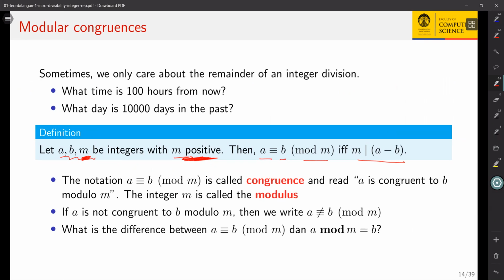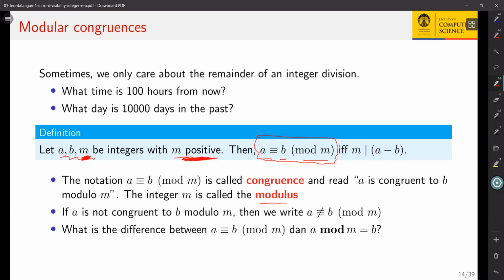Now, the integer M here is called the modulus, and this notation is called congruence. So we can ask whether a number is congruent to another number modulo some number, right? So that's it. Now, if A is not congruent to B modulo M, then you write it with the congruence sign crossed out, right?